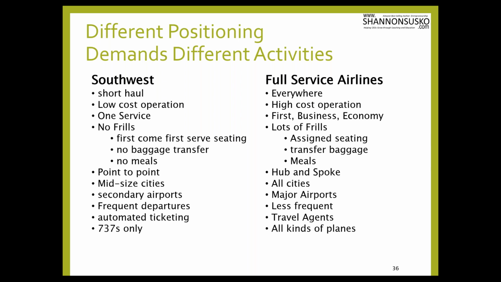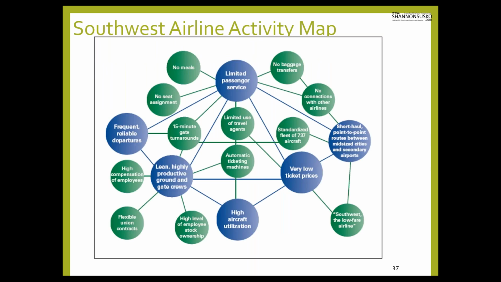So this is Southwest Airlines' activity map. The blue circles are their differentiators. The green circles are the supporting actions, the more granular, tactical actions that were clearly dependent and needed to be in place in order for the blue circles to become true.